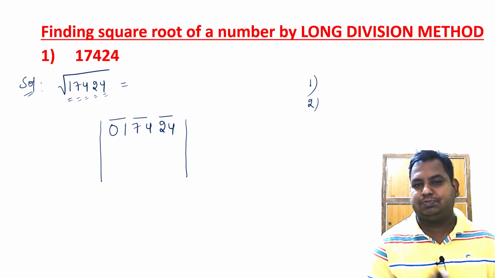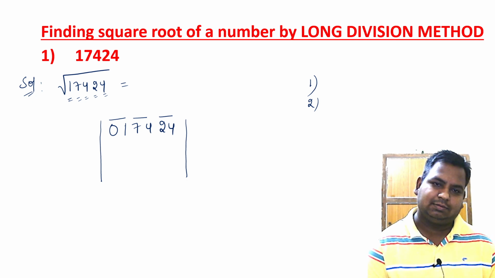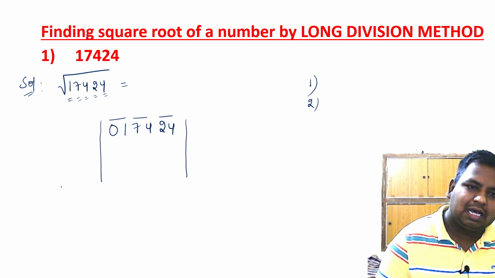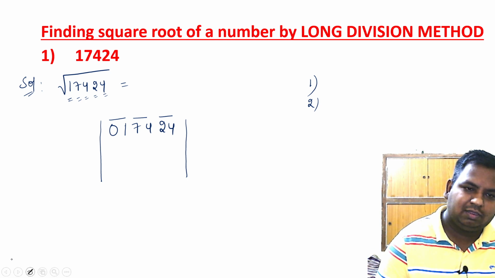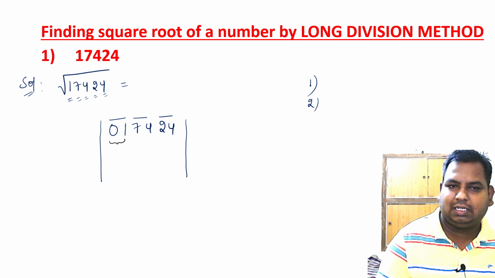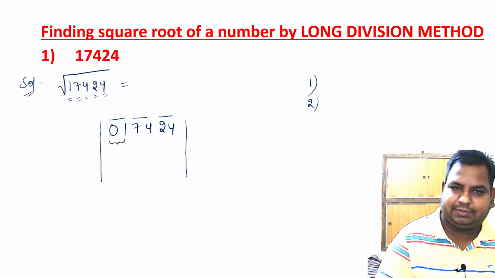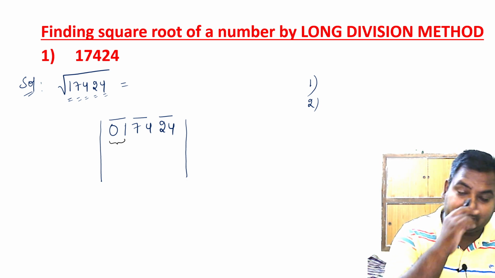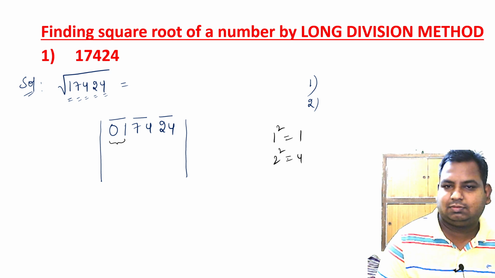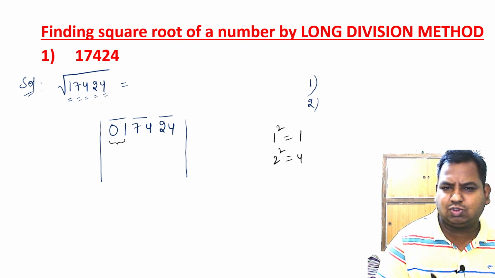It is step number 2. You need to put a bar on two digits. Okay, now consider the digits under the first bar. Under the first bar, we have 1. So we should take the nearest square. 1 square is 1, 2 square is 4.